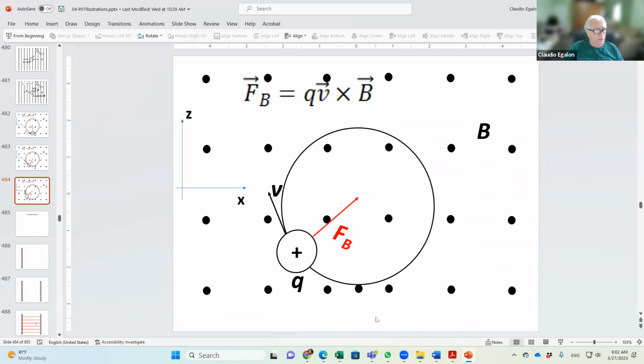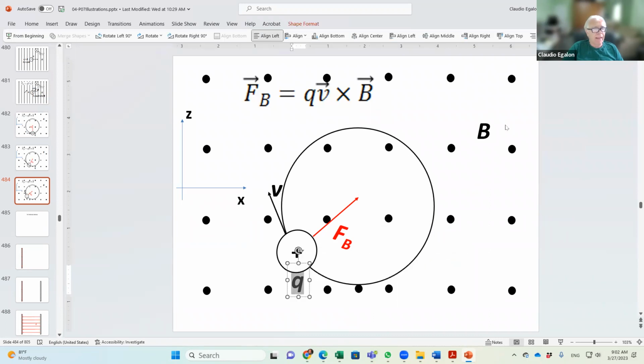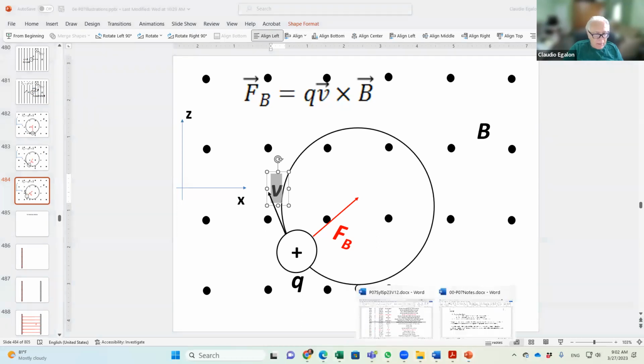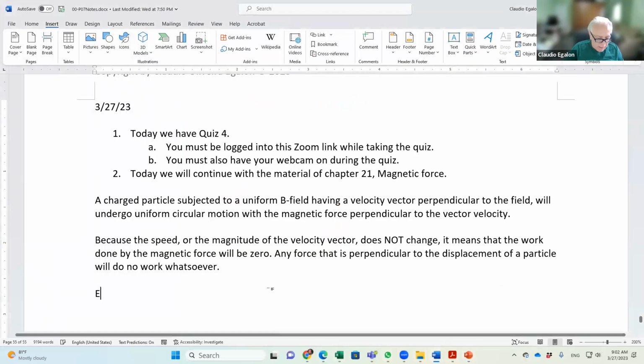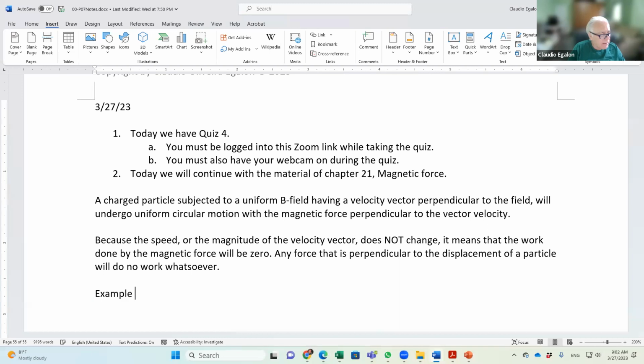Okay. Now, what else can we do with this type of motion? We can calculate the radius of curvature of the circle, right? Given B, Q, and V, find the radius of curvature of this type of motion. Okay, so that's what now, an example, right? Let's do it. Treat that as an example.